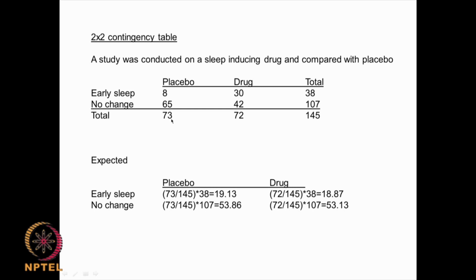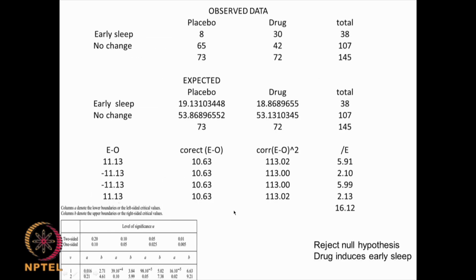For here, what do you do? 73 divided by 145 into 107. 73 divided by 145 is the proportion of the 145 people who took placebo, and 107 is the set of people who said no change. So the expected should be 73 by 145 into 107, and for this 72 by 145 into 107, so that comes to 53.15. So we have 4 observed and we calculated 4 expected. This is a 2 by 2 contingency table.